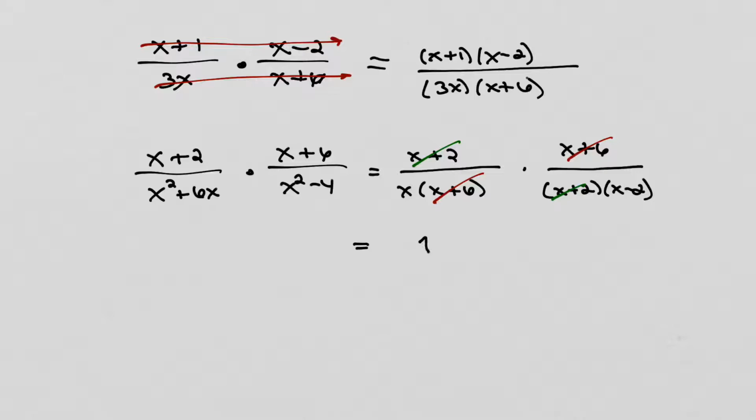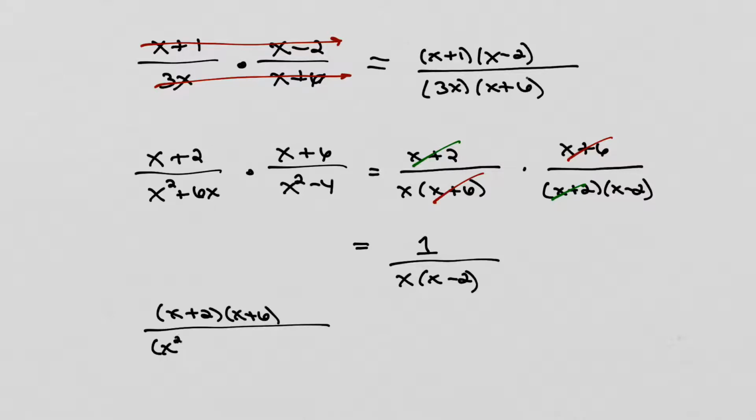Right? So that would leave me with a 1 up top, and then down below that's just x times x minus 2. Right? And that is much easier than what we would have done if we tried to multiply it out right away. Because if I tried to multiply it all out, I'd have x plus 2 times x plus 6 over all this stuff. You know, we're going to have something of degree 4 in the denominator, and it's just going to be kind of ugly to try to factor. Right? But by factoring first, it made this actually a fairly easy problem.